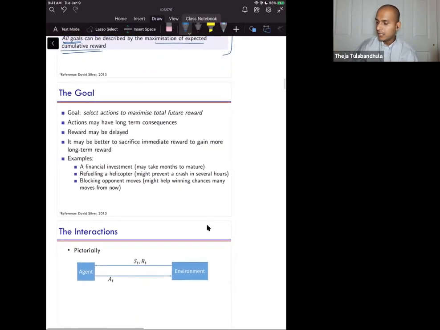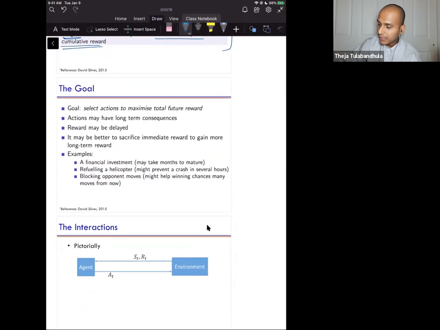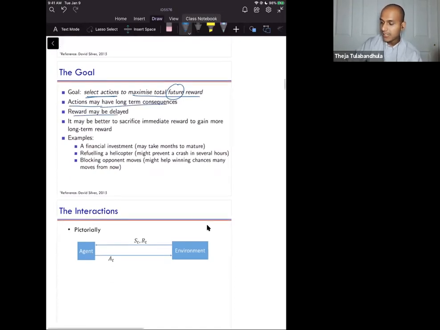Now, let's talk about the goals. As I said, we need to select actions to maximize the total reward. And I've added the future because when you take actions now, as I said, there could be this trade-off, right? I take some action now, anticipating that I could get better rewards later on. I could be in different states and therefore get better rewards. Okay. So which is exactly here, that actions may have long-term consequences. Rewards may be delayed, and this is again something that we did not see in the contextual bandit setting.